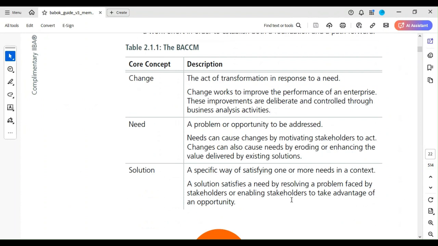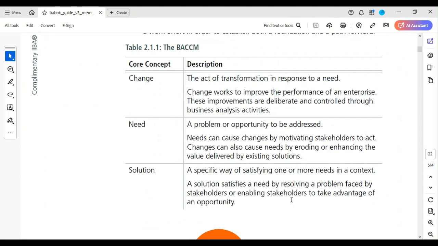Core concept description. Change: the act of transformation in response to a need. Remember, they said all these concepts are interwoven, interconnected, related. So you can imagine change is a transformation in response to a need. Let's look at it further. Change works to improve the performance of an enterprise. You are bringing in change because you want improvement. You want to make more money. You want to reach more clients.